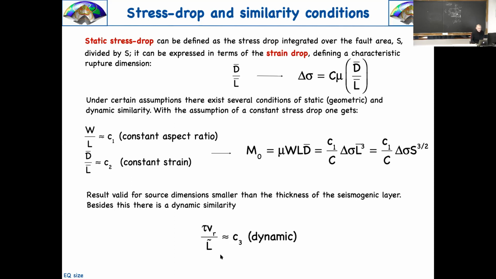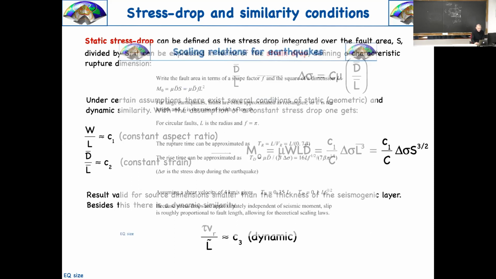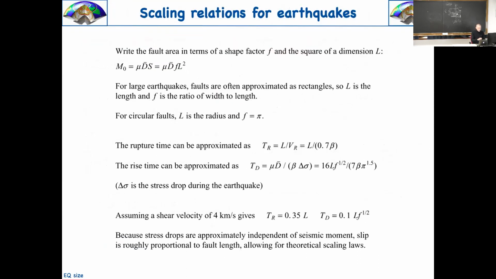Well, they call it dynamic similarity, but actually it's a kinematic one. Okay, the two kinematic times, tau and L over VR, that is TR, the ratio is another constant. So just to have very simple ideas about earthquakes. And then they began to plot things. And just to relax you, let me just tell you that this path is explained also in your textbook, from which I was grabbing this slide here.